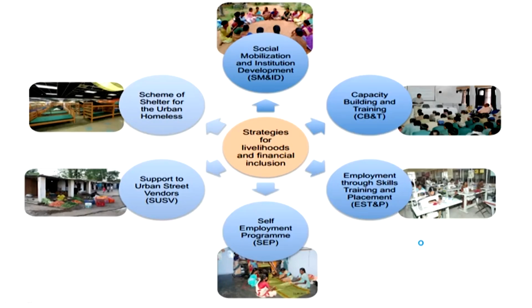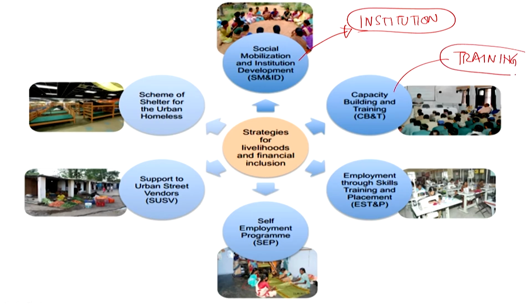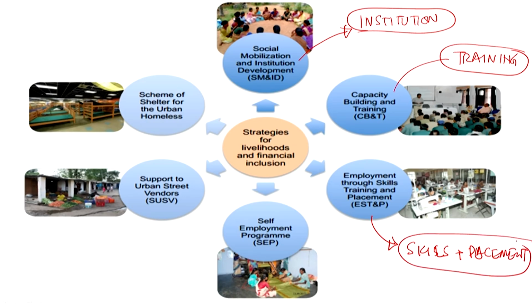It has 6 subcomponents. Let us just mention them. One is social mobilization and institutional development. Here the keyword is institution development. Second is capacity building and training. Here the keyword is training. Third is employment through skills training and placement. Here the keywords are skill and placement. Then the self-employment program, where the keyword is self-employment. The next, the fourth, is support for urban street vendors.